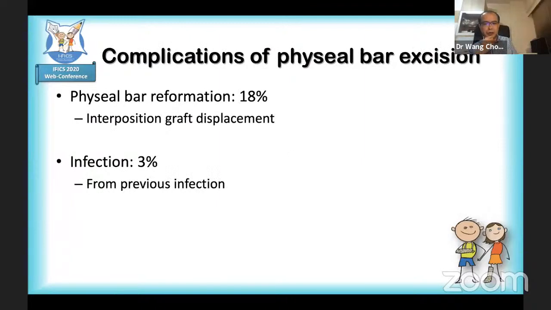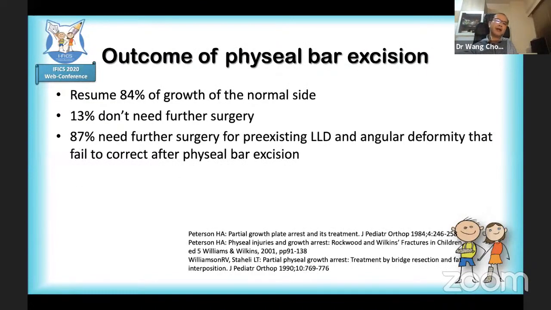Complications of the procedures: physeal bar reformation occurs in around 18% of cases, and many of the time they are due to displacement of the interposition graft. Infection occurs in 3%, and usually they happen in cases resulting from previous infections. Resumption of around 84% of growth of the normal side is expected after a successful excision of the physeal bar. 13% of cases do not need further surgery, while the rest need further surgery because of the residual leg length discrepancy or deformity.